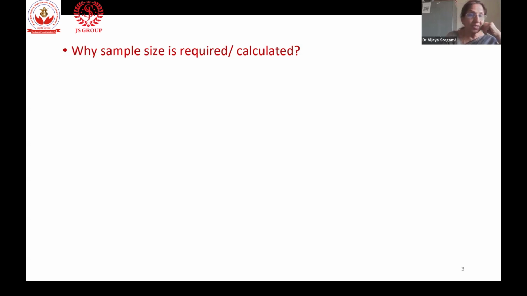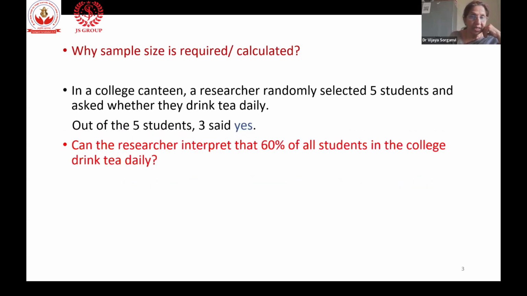Okay, so the first question arises: why is sample size required to be calculated? If I have resources and a budget, why can't I include all the patients visiting my clinic? Why calculate the sample size? There is a question for you.